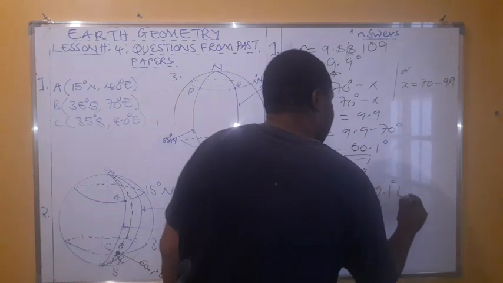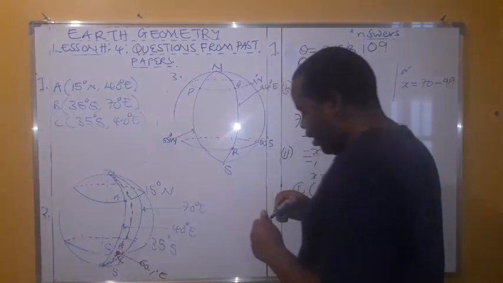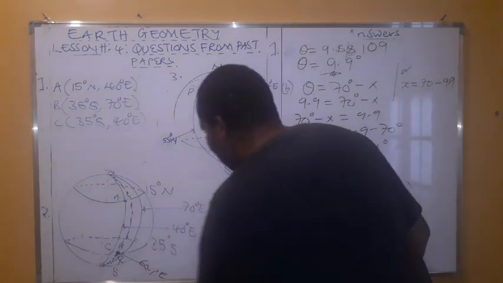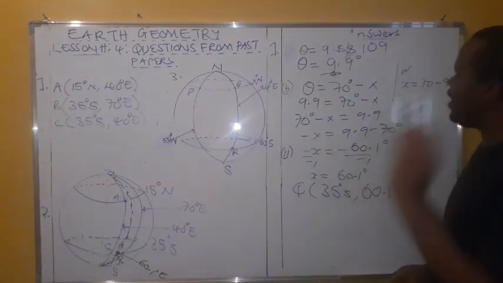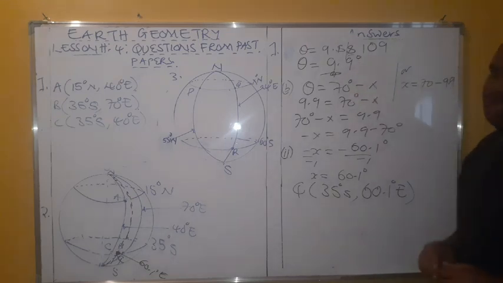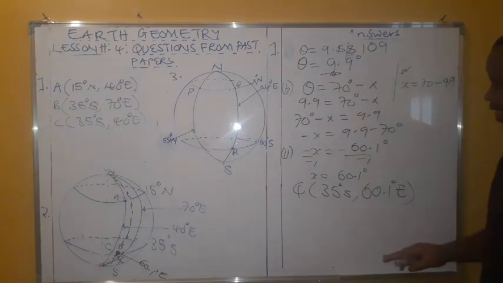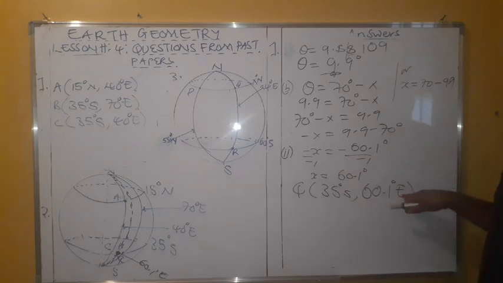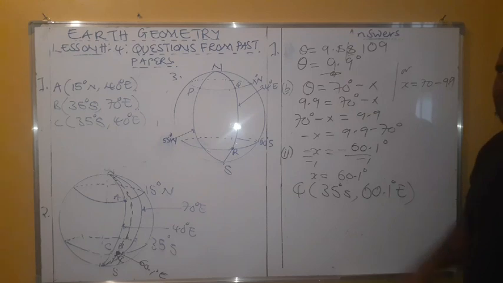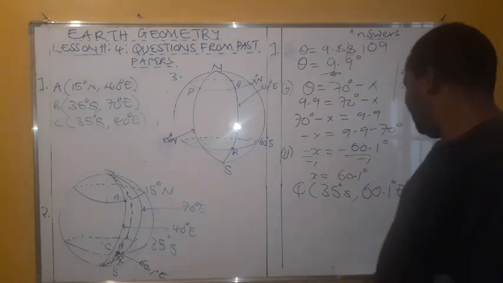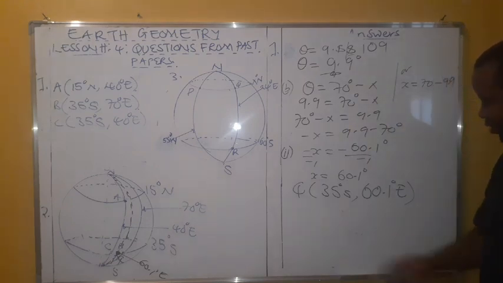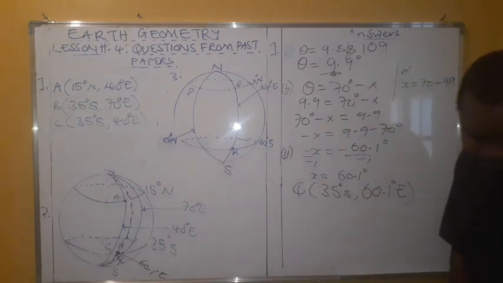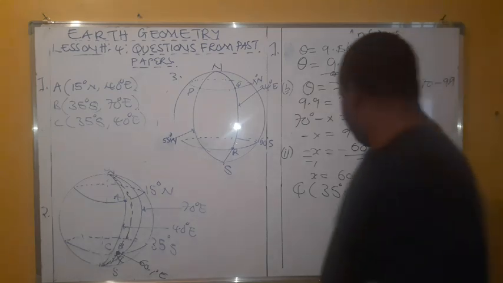60.1 degrees east. Please take note, even if they are mentioning west, it does not mean that the longitude will be on the western side. What will determine that is the difference in longitude. It's not always the case that because it is west, then it should be west here, or because it is east, then it is east here. It is the difference in longitude that brings about that difference. I hope we have tried to explain these things. So that is how you get the position of Q there.